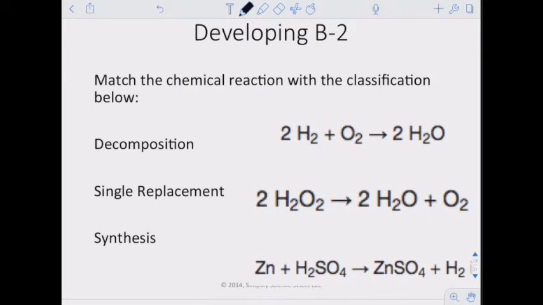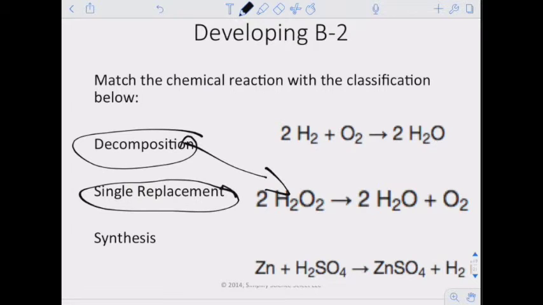Next question, it says match the chemical reaction with the classification. Decomposition, we're going from one thing to multiple things. It's a guy right there. Single replacement, one thing by itself plus a compound, and it switches places right there. In synthesis, we're going from two things to one thing.